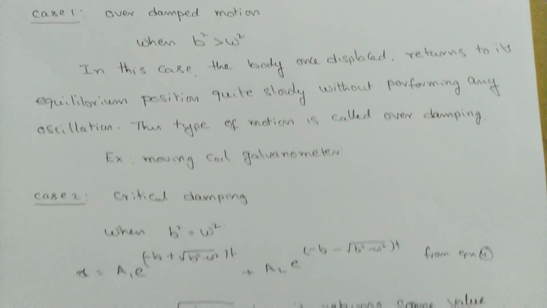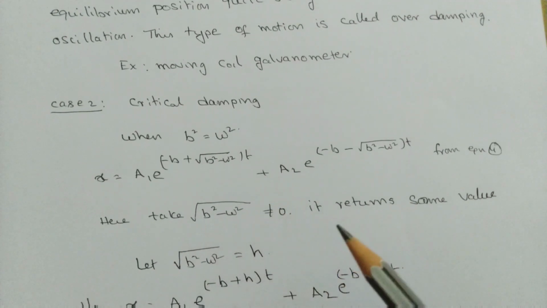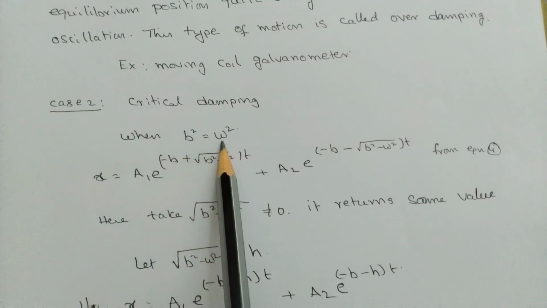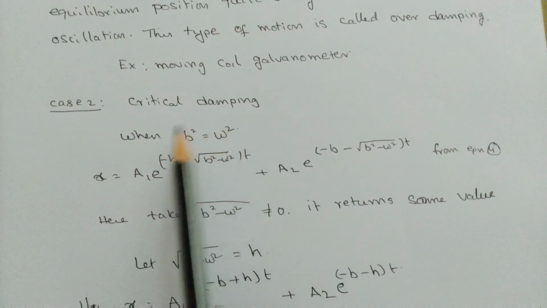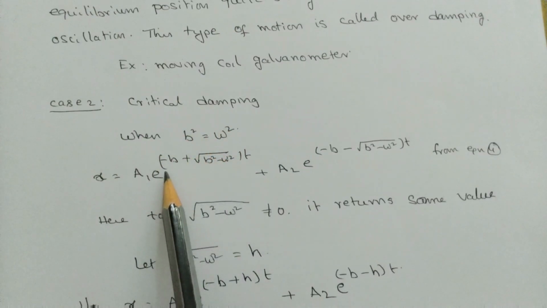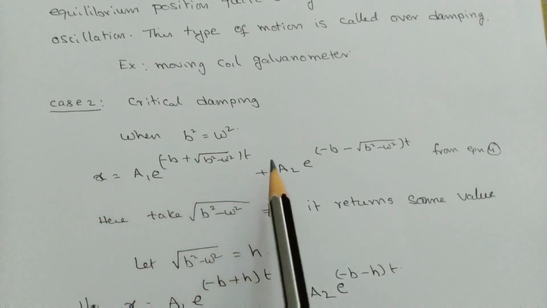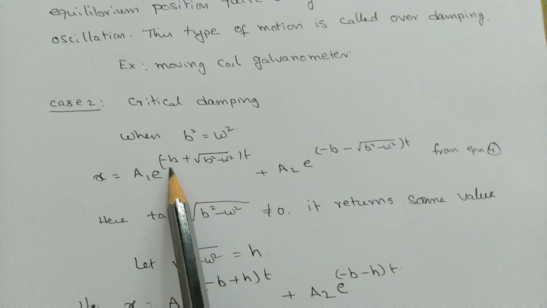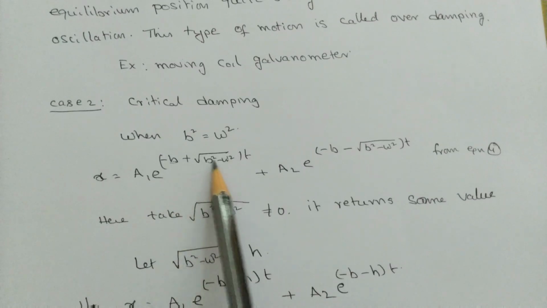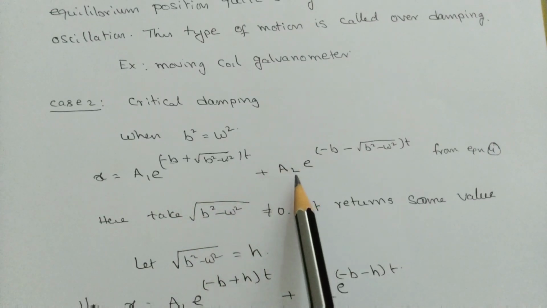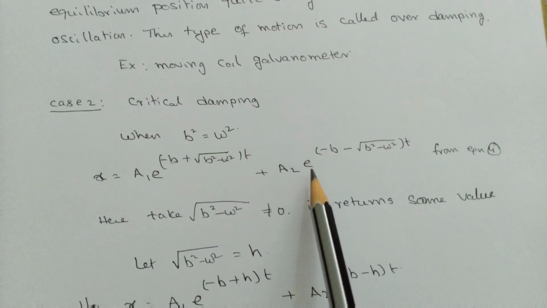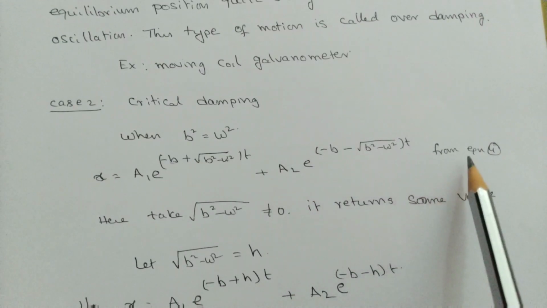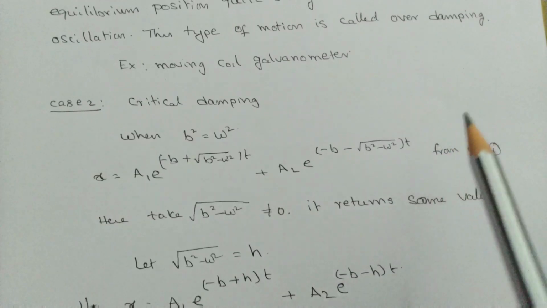The second one is critical damping. In critical damping, the condition is that the damping constant is equal to the spring constant. Then again I have taken the general equation, x = a1 e^(-b + root of (b² - ω²)) t + a2 e^(-b - root of (b² - ω²)) t. This is from equation 4.